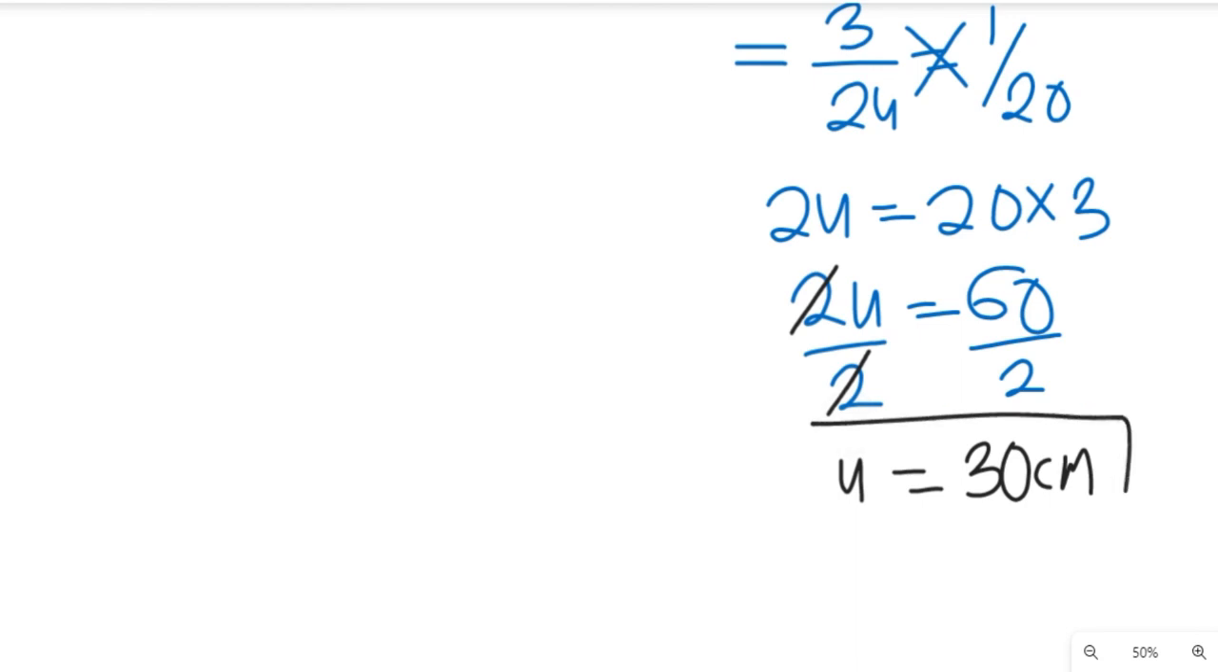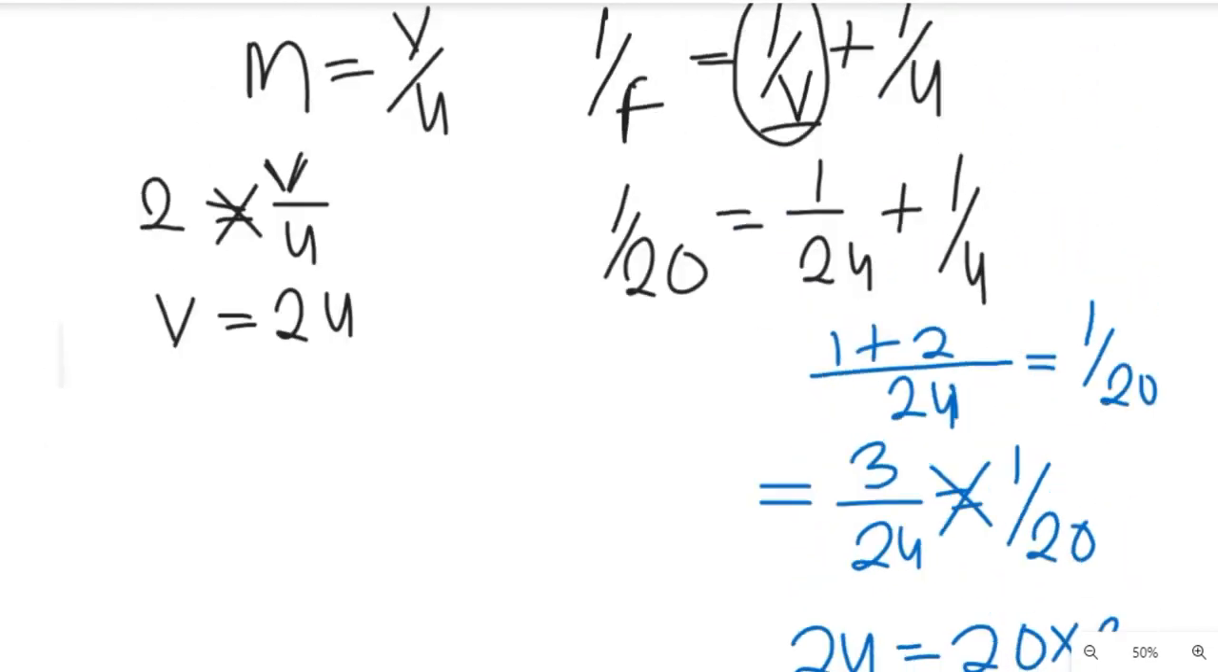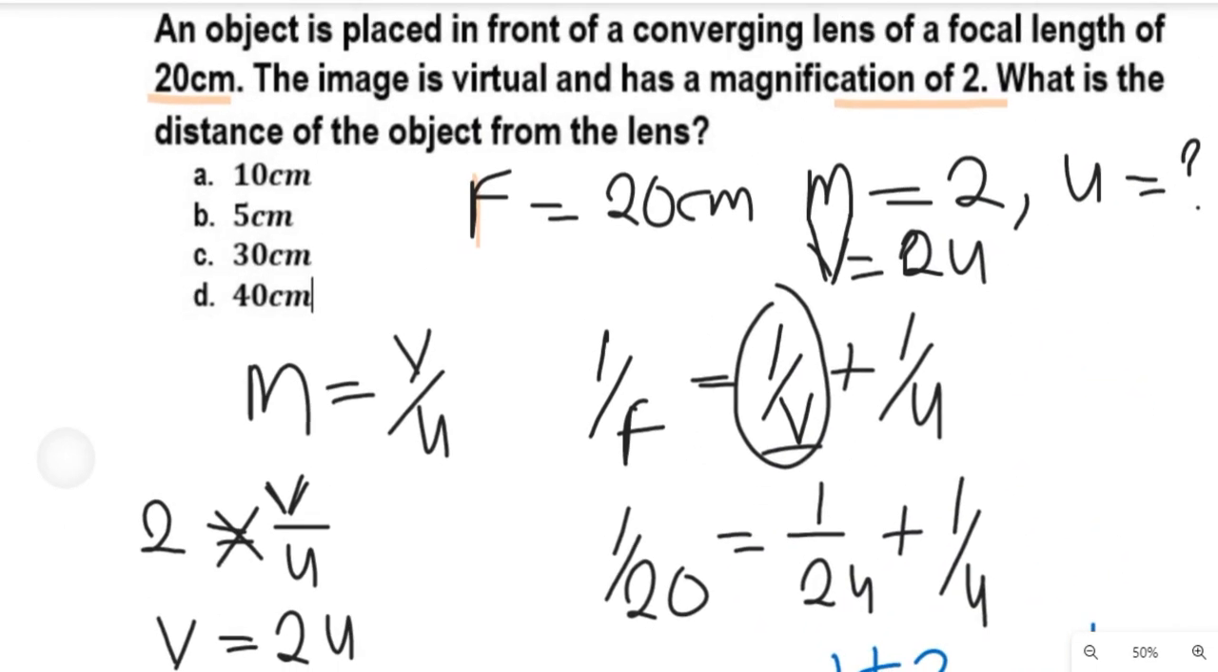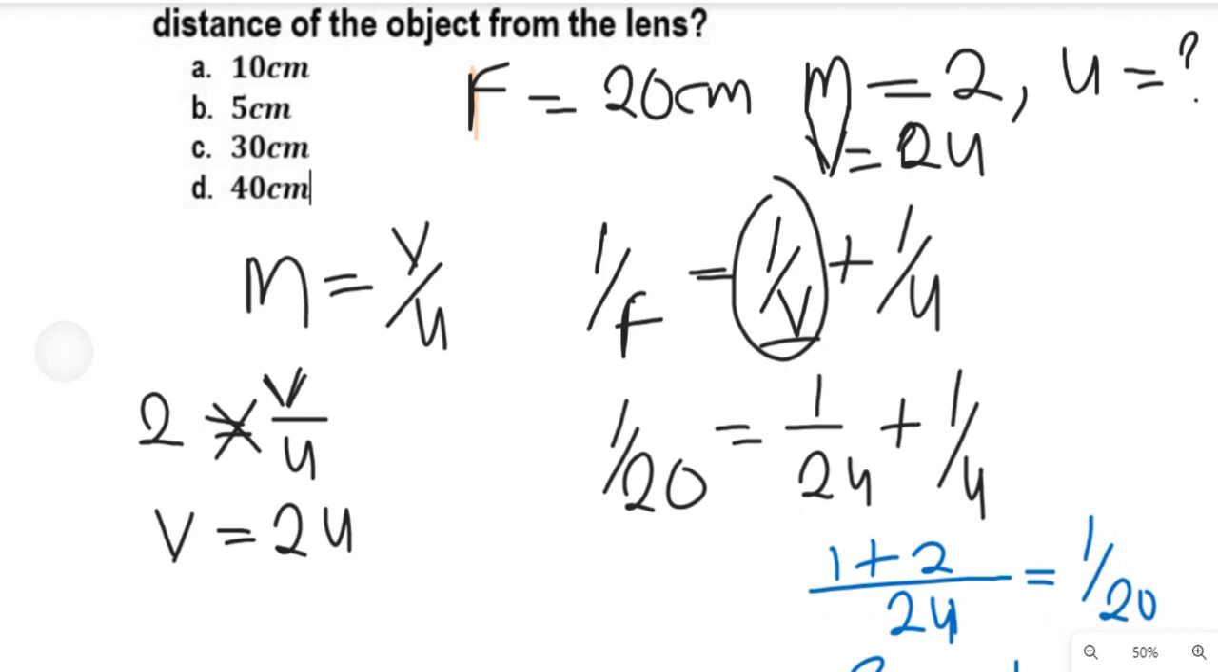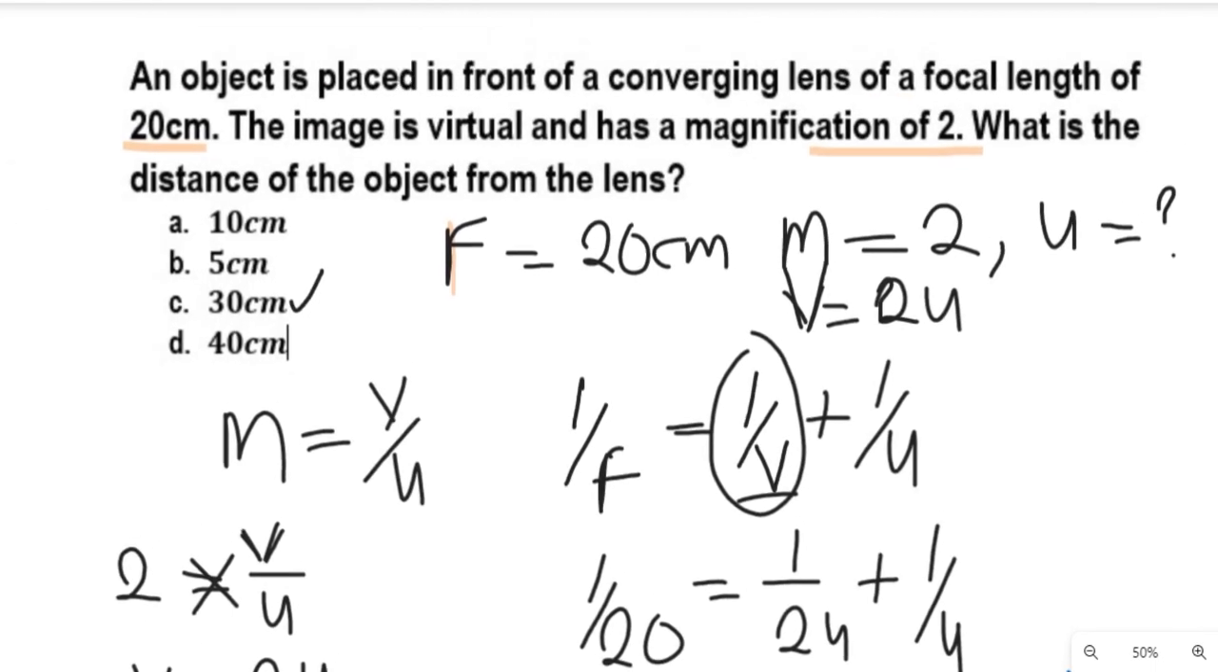So our final result for that question, u, the object distance from the lens, is 30 centimeters. So the solution to that question is option C. So you see, solving questions like this can be very easy.